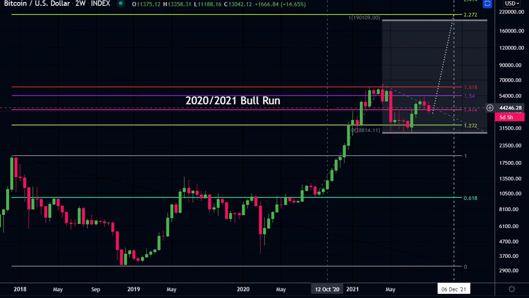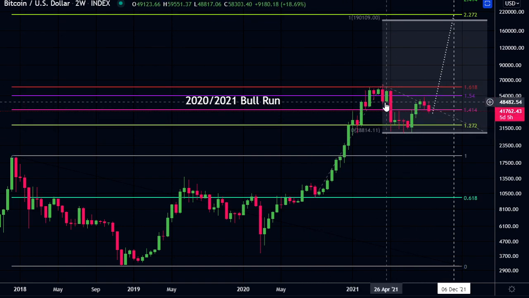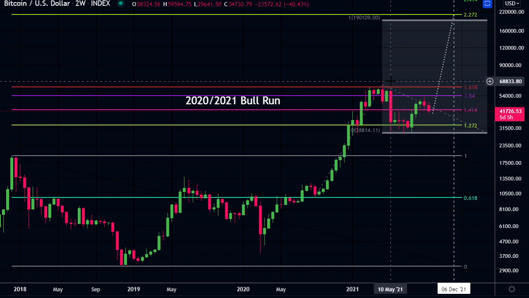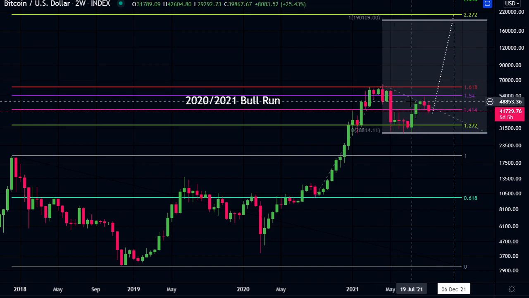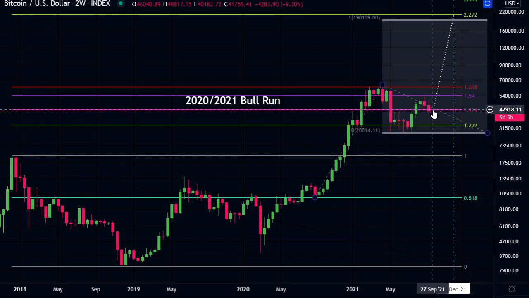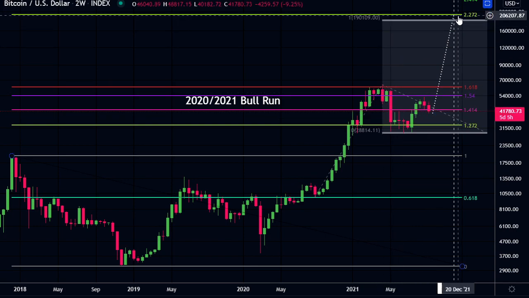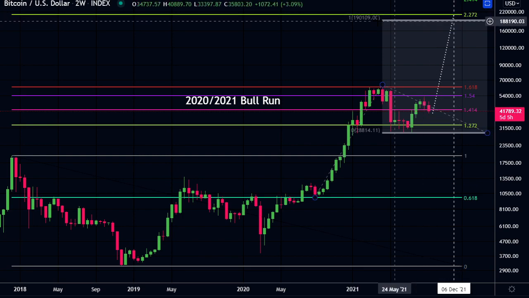And as I mentioned in previous videos, I do think this is a mid-cycle pullback. I know there's a lot of stuff going on at the moment with the Chinese stock market and the Evergrande collapse, but I do think that we aren't going to have a full-blown stock market crash because of it. I do think Bitcoin will recover, and I do still have this target around the 6th of December at around that 190,000 area.